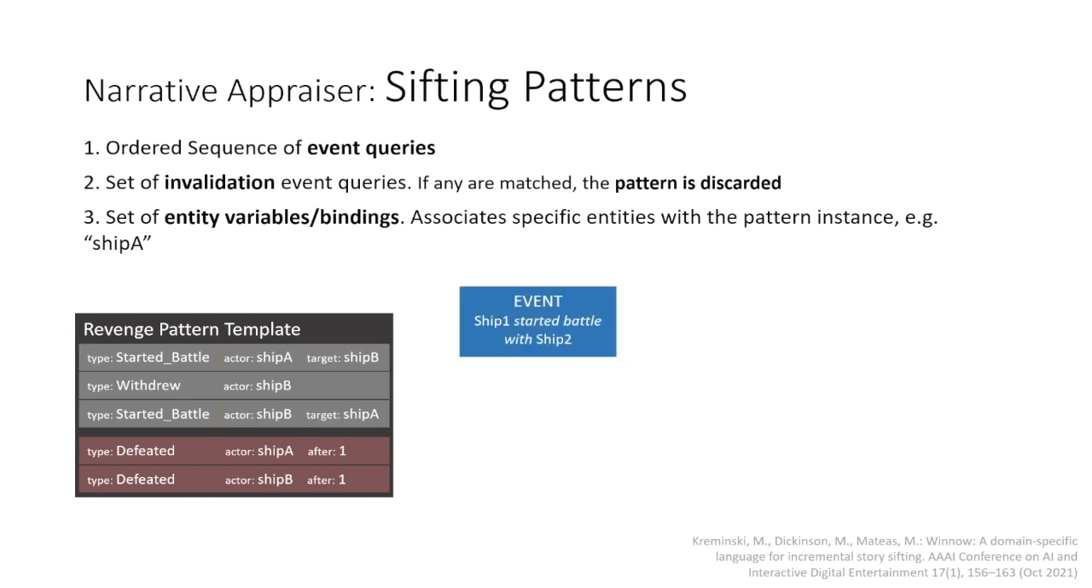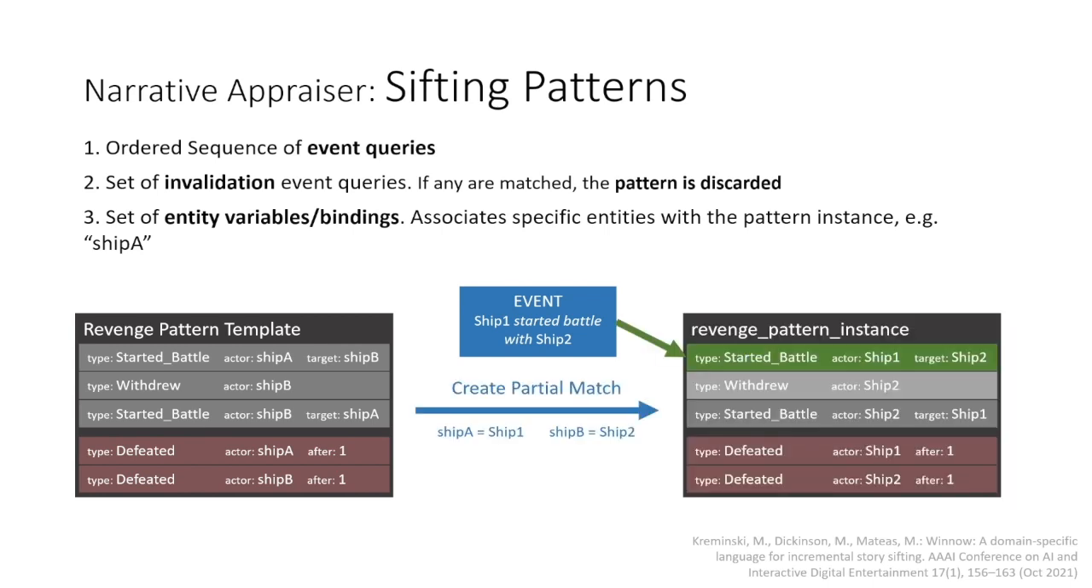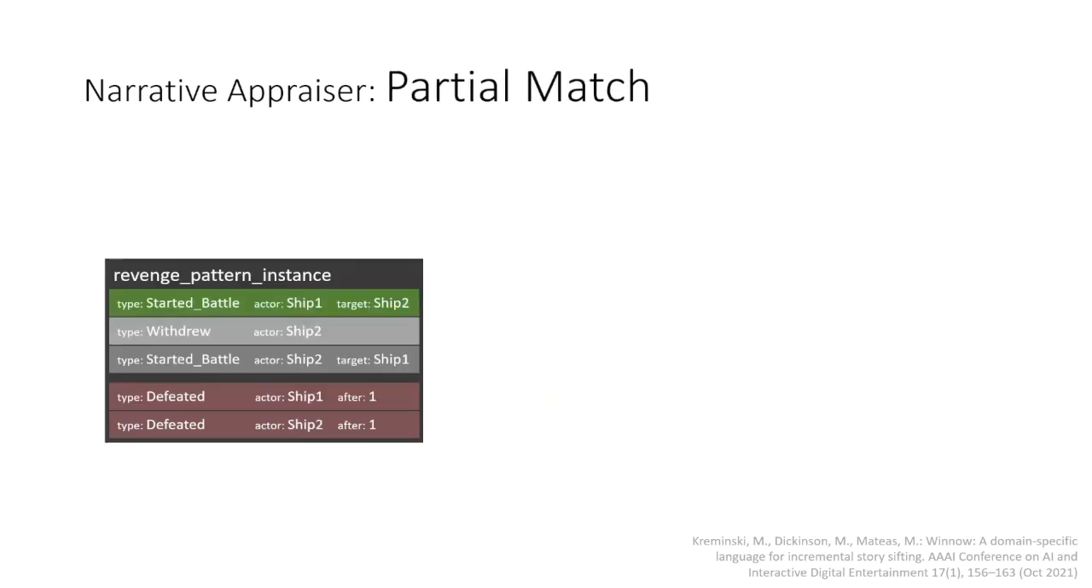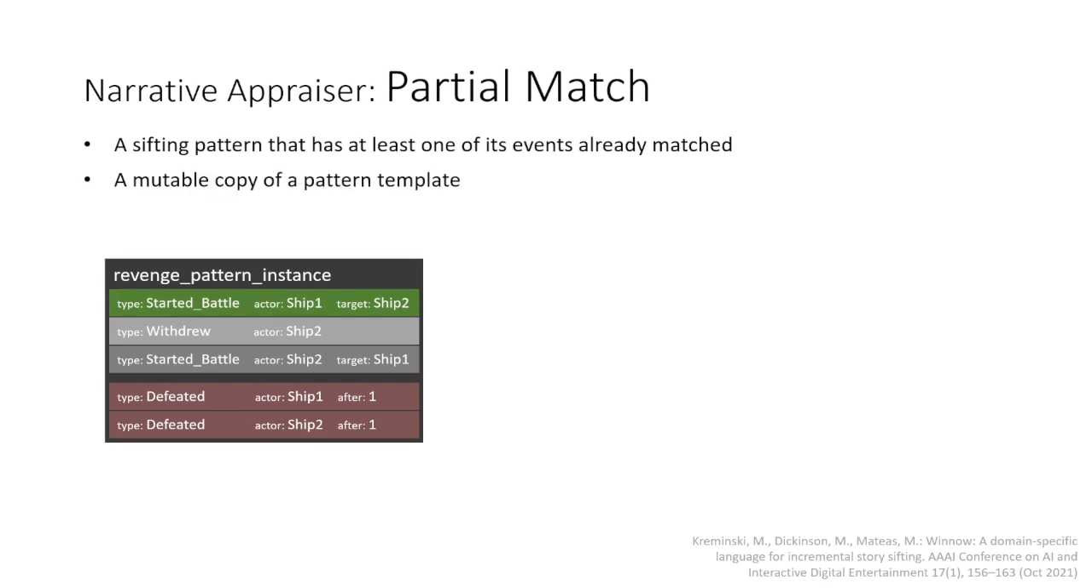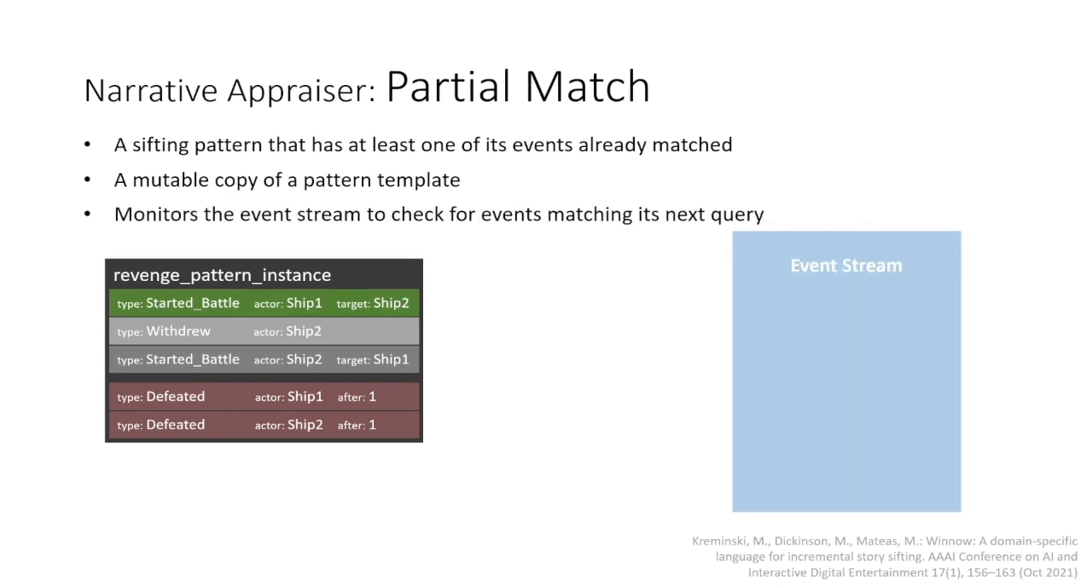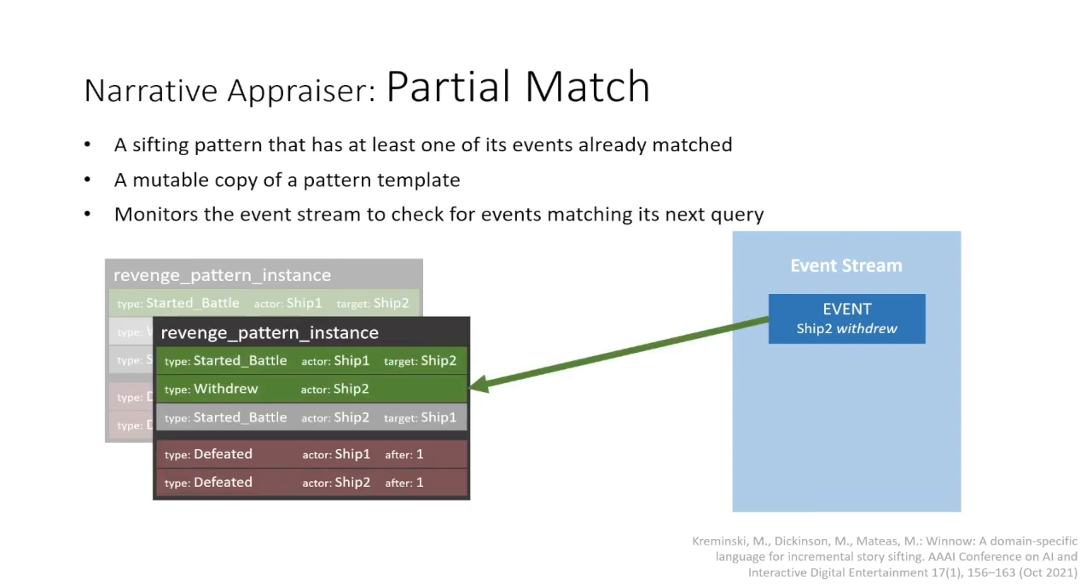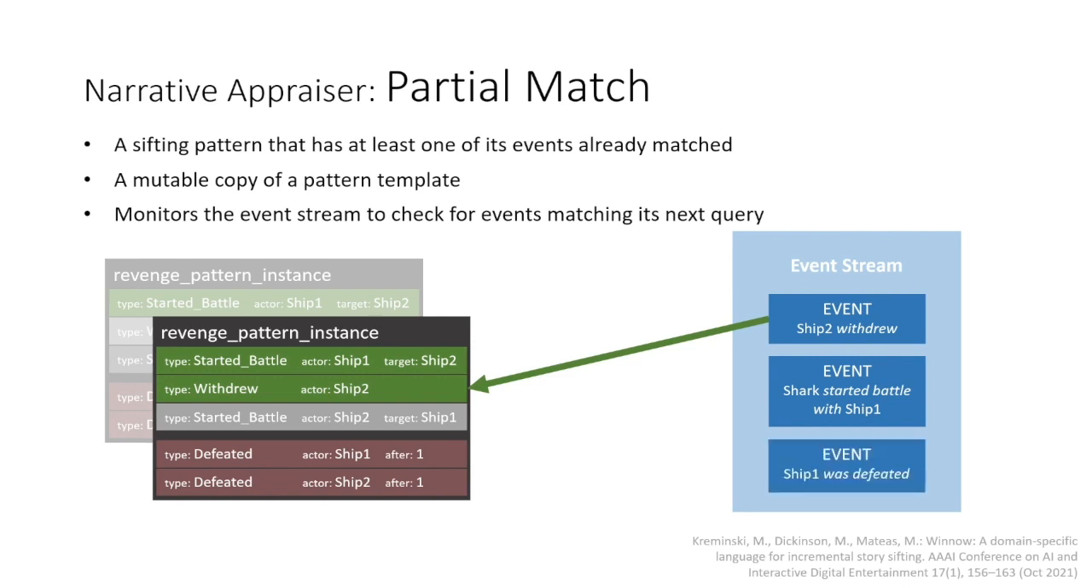When an event occurs that matches the first query of a sifting pattern template, a partial match is created from it, leaving the template unaltered. What is a partial match? Well, it is a representation of a sifting pattern that has at least one of its events already matched. If we think of a pattern template as an unchangeable schematic of a pattern, then a partial match is an actively changing copy of it. While playing the game, each partial match monitors the event stream for potential matches to its next query. When a matching event occurs, it advances the pattern. A non-matching event is ignored, and an event matching an invalidation will discard the pattern.